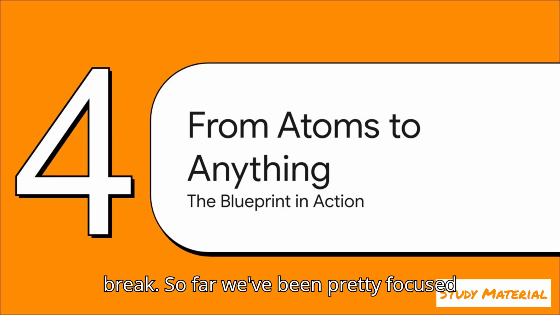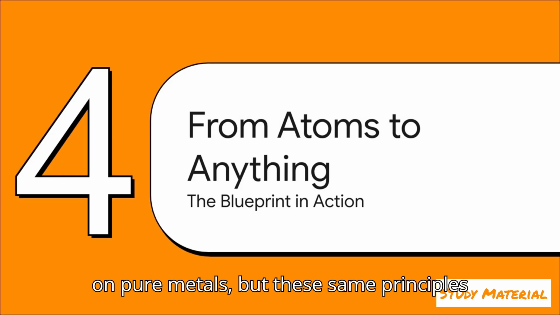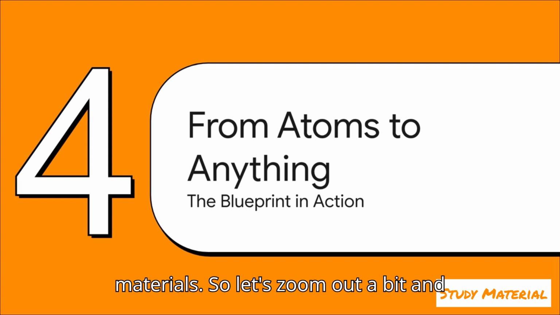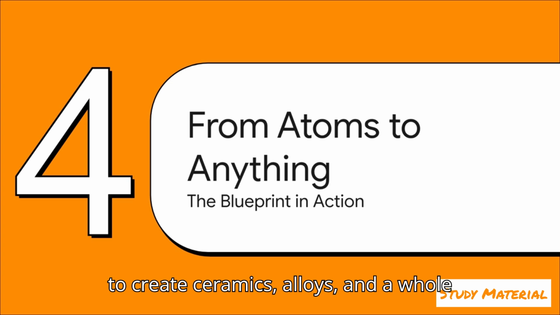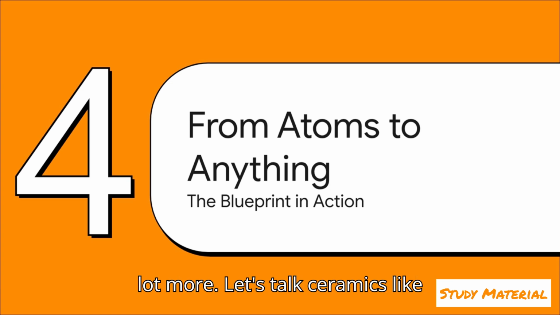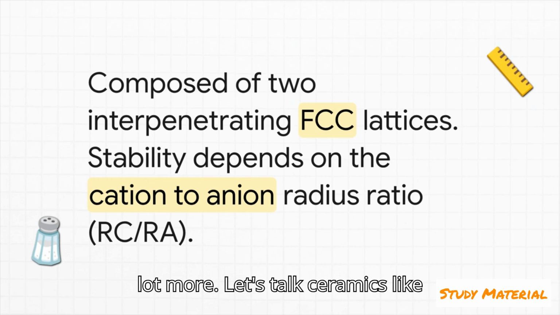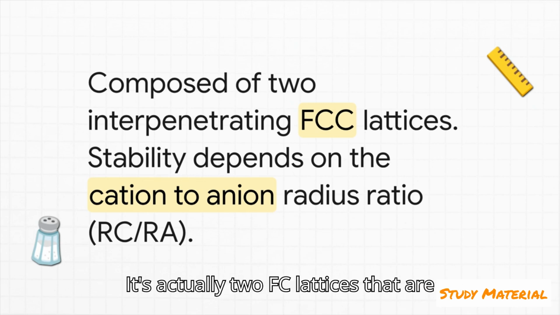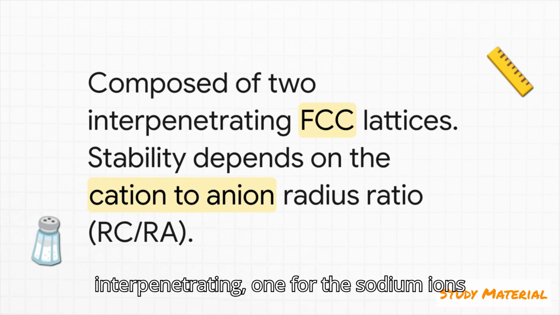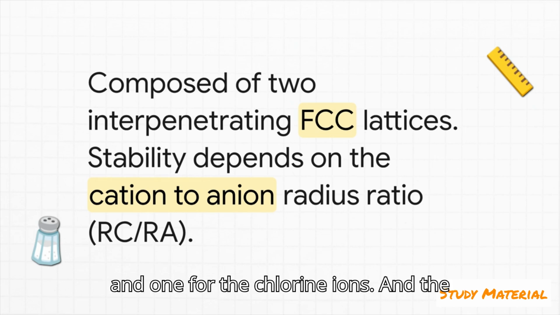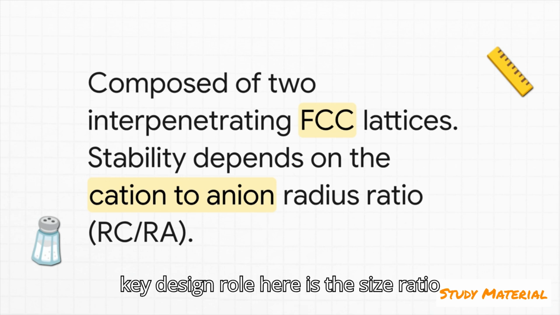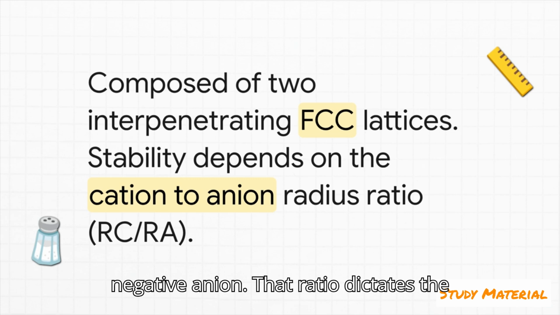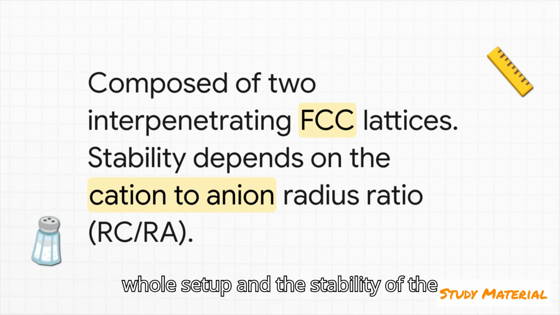So far, we've been pretty focused on pure metals, but these same principles build our entire world of advanced materials. So let's zoom out a bit and see how this atomic blueprint scales up to create ceramics, alloys, and a whole lot more. Let's talk ceramics, like good old sodium chloride, table salt. The structure here is a little more complex. It's actually 2 FCC lattices that are interpenetrating, one for the sodium ions and one for the chlorine ions. And the key design rule here is the size ratio between the positive cation and the negative anion. That ratio dictates the whole setup and the stability of the structure.